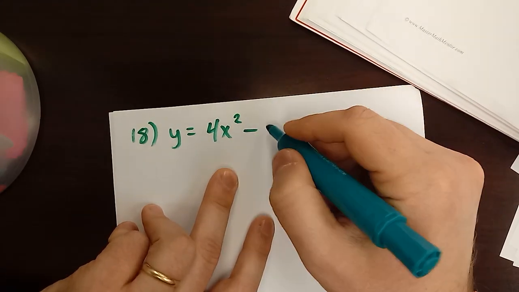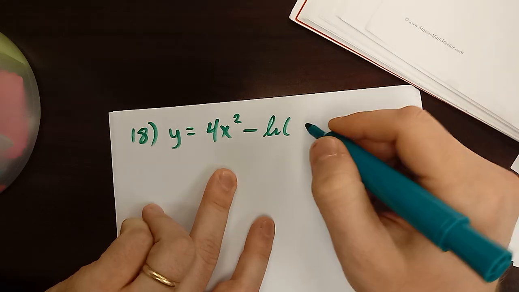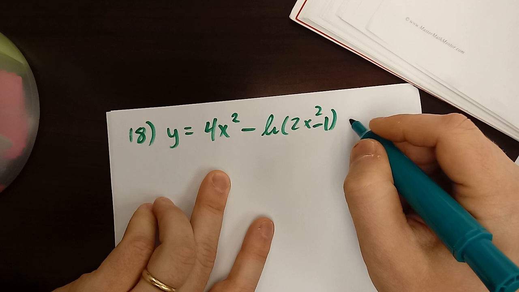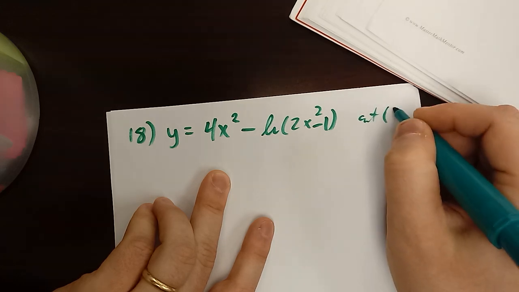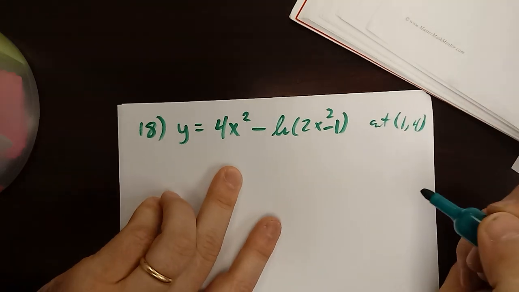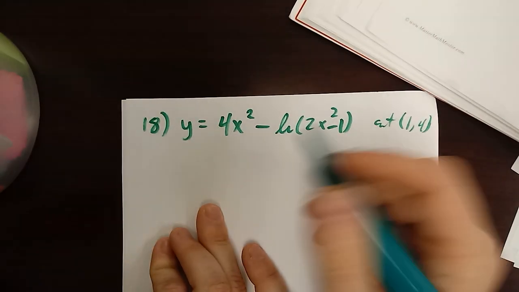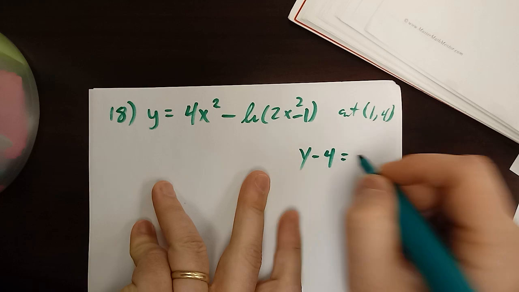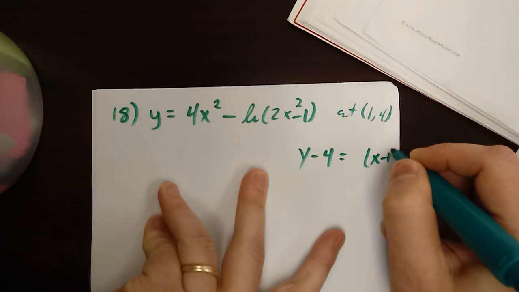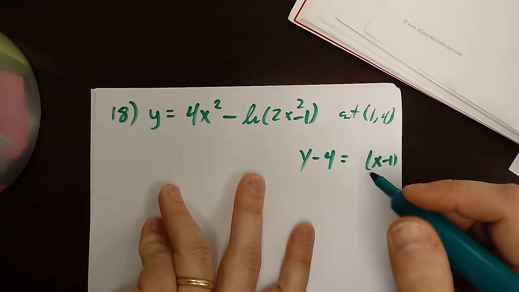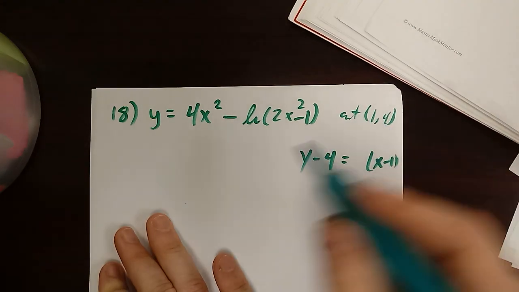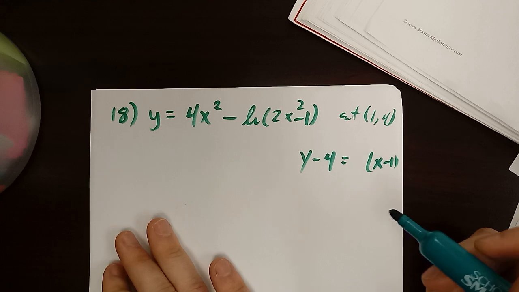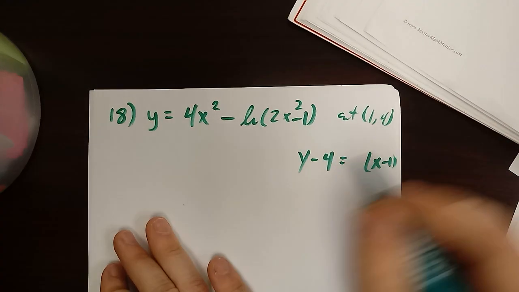Number 18 asks us for the equation of the tangent line. So, good review for us. Here, the equation of the tangent line, well, I already know at this point I can do y minus 4 is equal to something times x minus 1. I just have to find out what that number is. And we get that by finding the derivative, right? The slope of the tangent line is the derivative, and that's m right there.